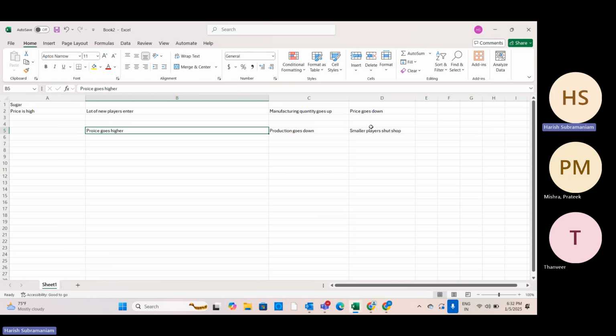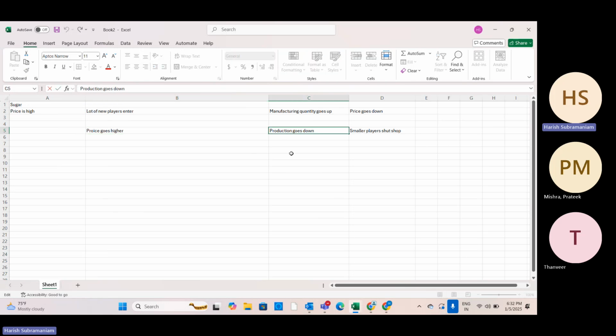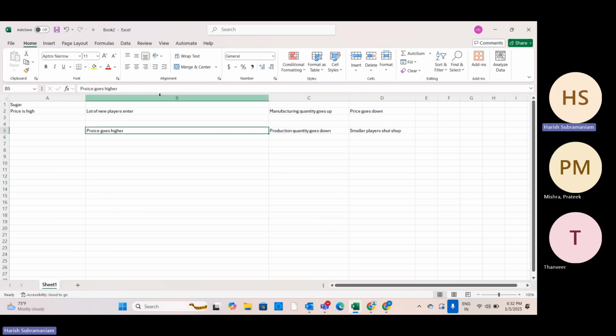Price goes down. Again, smaller players shut shop. Production, because now smaller players don't exist, total production quantity is down, right? And because production quantity is down, price goes higher, and this cycle keeps repeating. And this typically happens for what are known as commodity businesses.